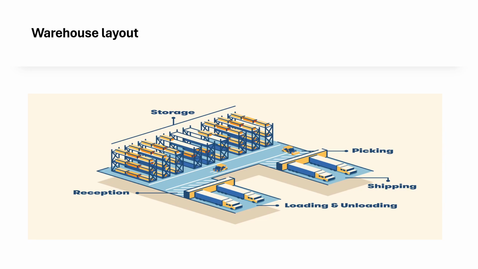This is a very simple warehouse layout. As you can see, we have here receiving location or receiving area. We have here shipping area. We have storage area here, and we have some worker driving forklift.